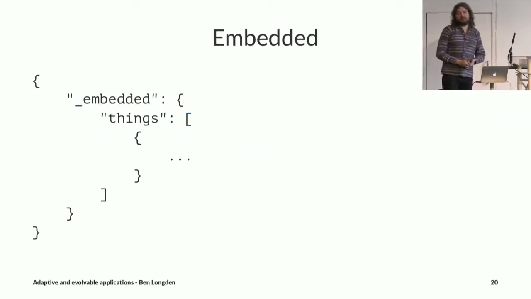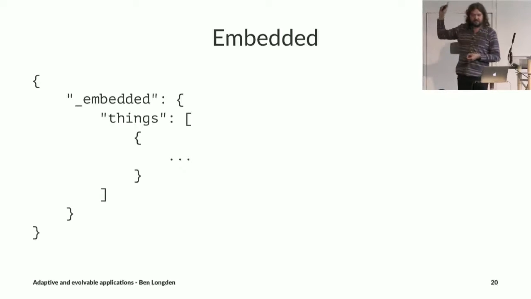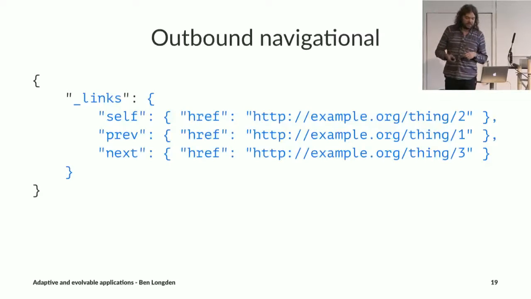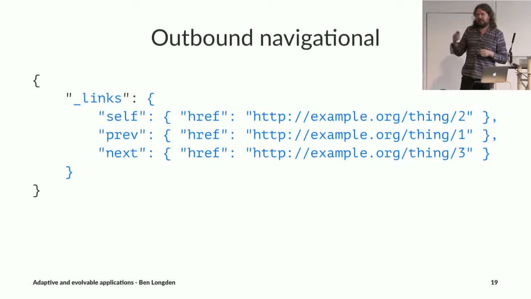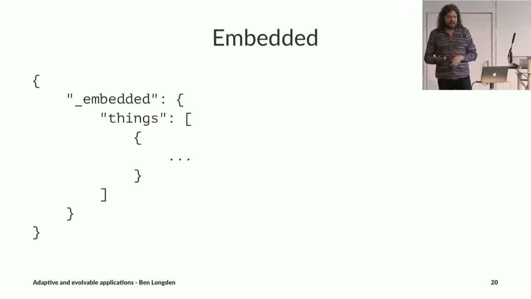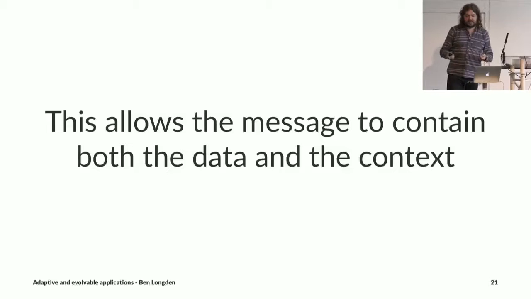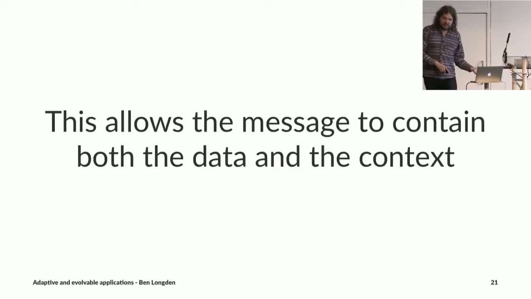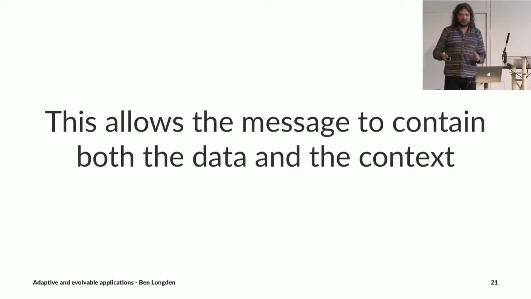HAL also supports embedded, a bit like HTML's image tag. You can embed stuff inside a HAL document. This is really useful for caching. So if you wanted to follow one of these links, and you knew you wanted to do it every single time, you could just ask the server to embed it instead. So you can embed that link instead. The context is slightly different. And these two things allow that message to contain both data and context. How do I use it? What am I supposed to do with this thing?